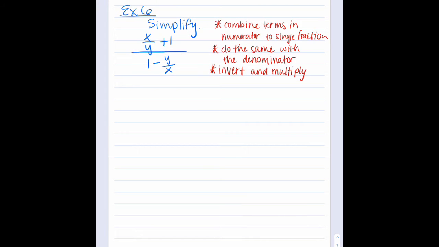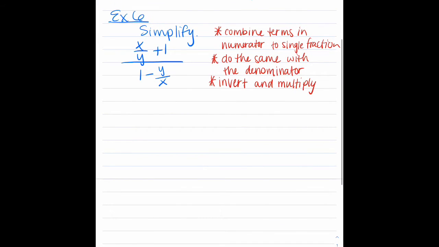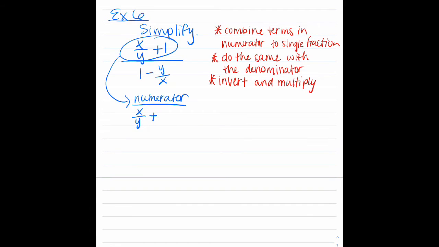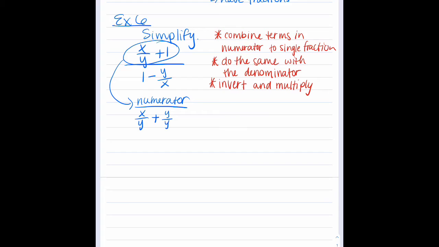All right, so what we're going to do is we're going to take the top and just kind of do it separately. So I am going to make a little note right here. I'm going to do the numerator. Okay, so basically we need them to have the same denominator. So we're going to change this to x over y plus, and then instead of 1, we're going to multiply that 1 times y over y, which is going to get us y over y.